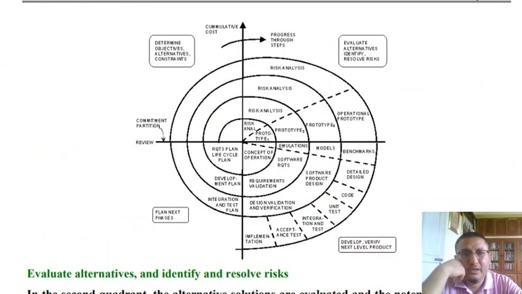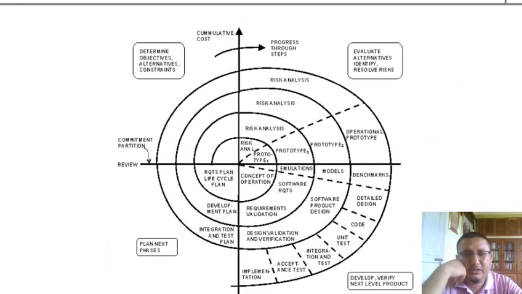Now, let us go into the spiral model in a little bit more detail and try to analyze the pictorial representation. Here we have four identifiable phases. The first phase is determine objectives, alternatives, and constraints. This we have already discussed. In this particular phase, all the functional and non-functional objectives are drawn, and the associated alternatives are identified along with the associated constraints.